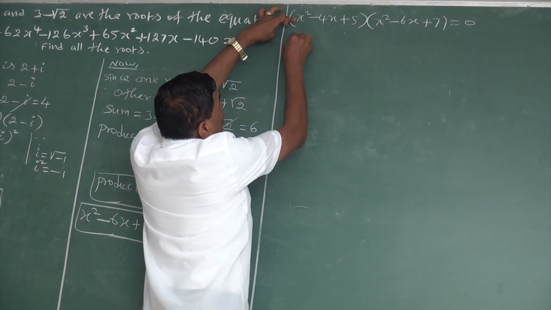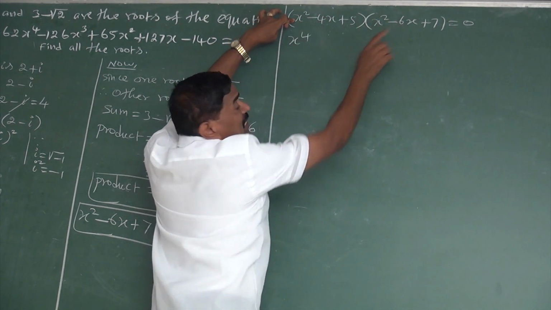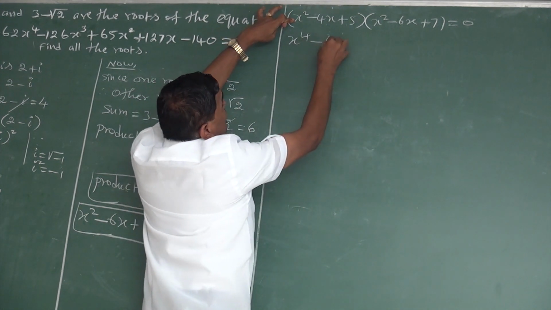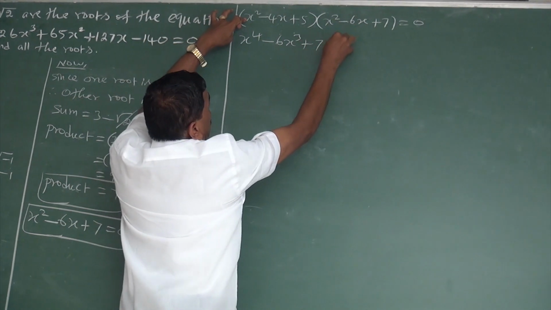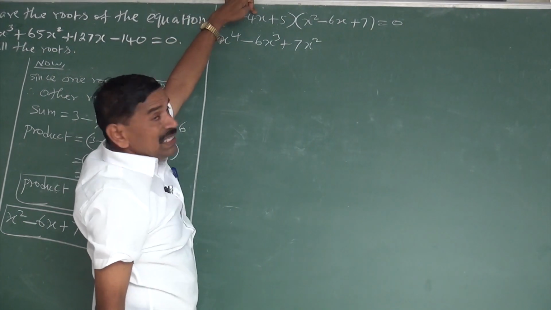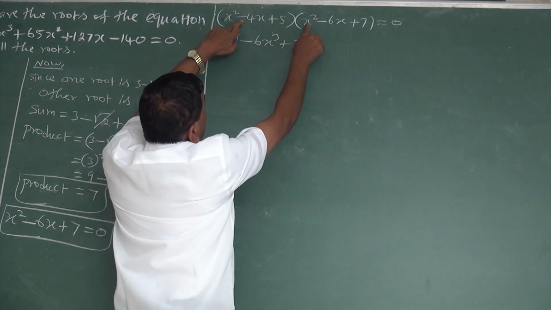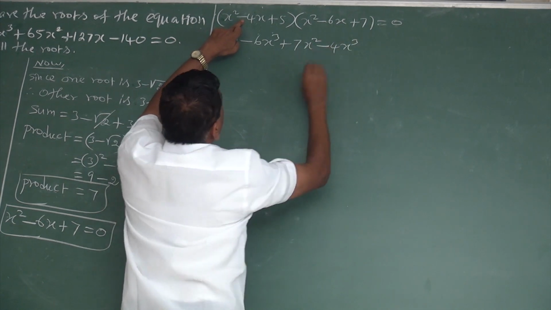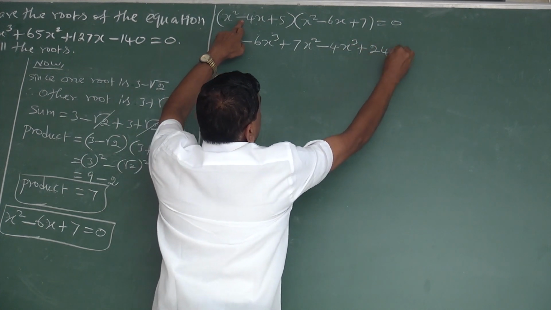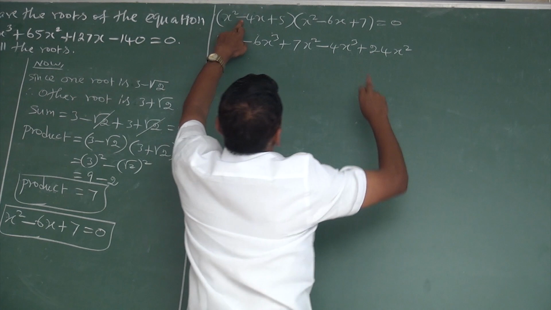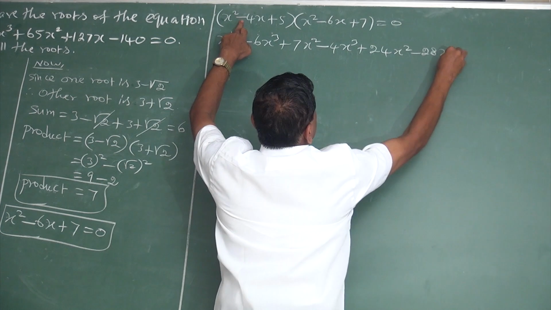x square into x square, x power 4. Okay, next, x square is going to multiply all the elements. x square into minus 6x, minus 6x cube. Next, x square into 7, plus 7x square. Okay, the first term is completed. Now minus 4x is going to multiply all the elements in the second bracket. That is minus 4x into x square, minus 4x cube. Minus into minus is plus, 4 6s are 24, so plus 24x into x square. Next, minus 4 7s are 28, so minus into plus is minus 28x.